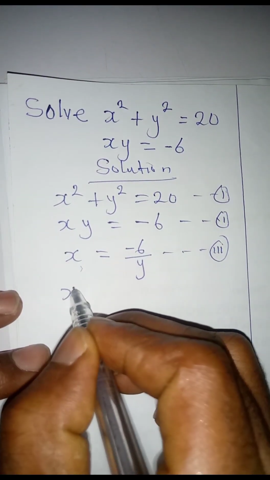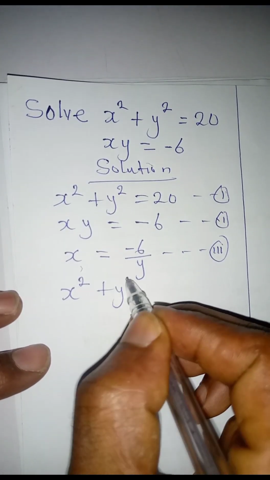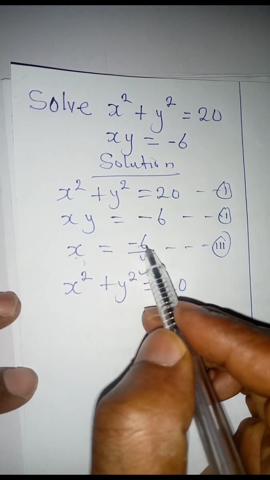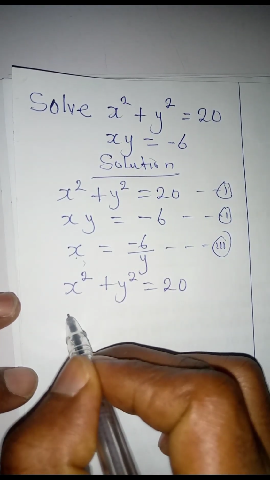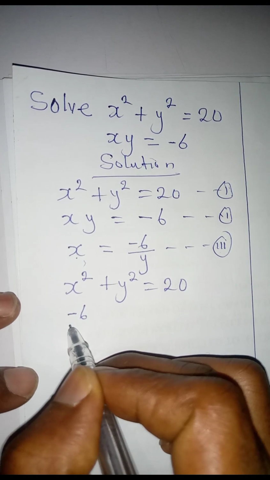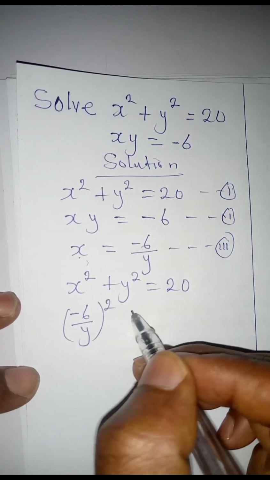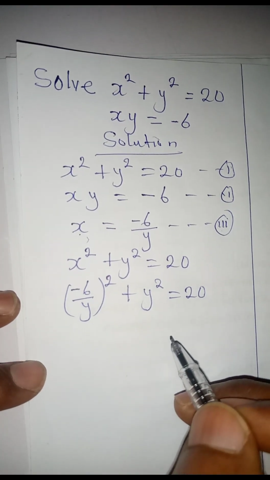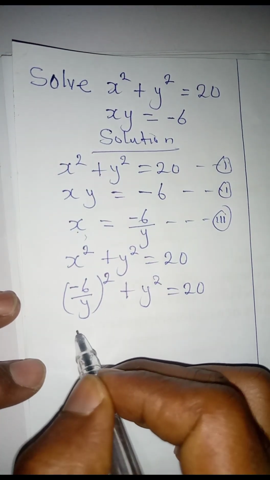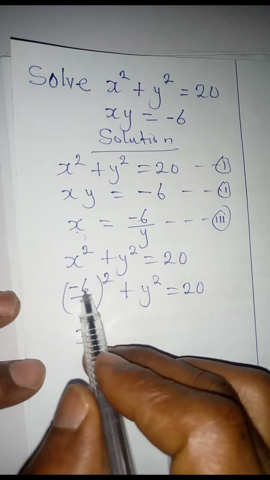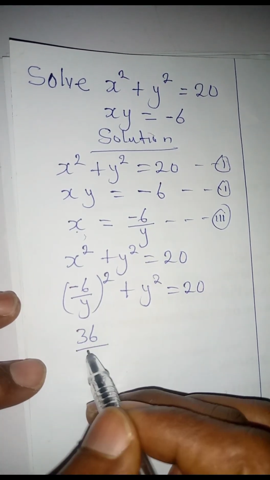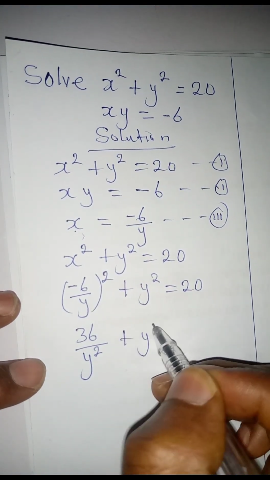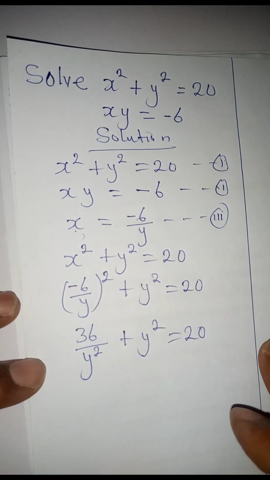Remember, our equation 1 is x squared plus y squared equals 20. And now we have that x is equal to minus 6 over y. So in place of x squared, I'll write minus 6 over y squared. Then I have plus y squared equal to 20. If I open this bracket, then we'll have 36, because we're having minus 6 squared, that is 36 over y squared, okay, because the square is for both of them, then plus y squared equal to 20.